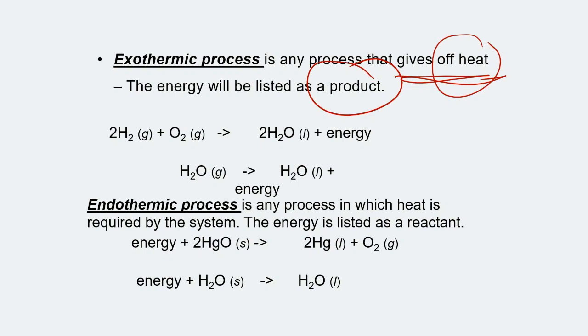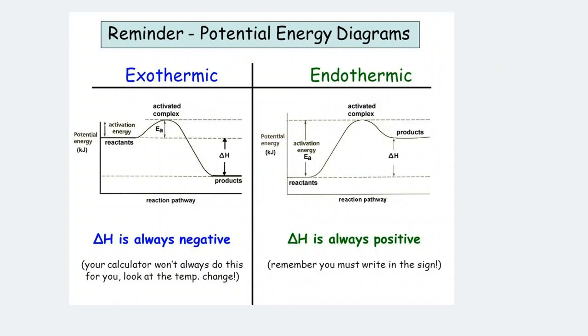If it's endothermic, it's any process in which heat is required by the system. Meaning it's either absorbed or it's necessary for the reaction to occur, and the energy is listed as a reactant. And this is how it is in a potential energy diagram. As you can see, in the exothermic, we are releasing heat because we went from tons of heat, as indicated in this graph. Now it turned downwards, so we're releasing heat. And notice also that your activated complex, which is your activation energy, right here on the EA, we need to overcome that, right?